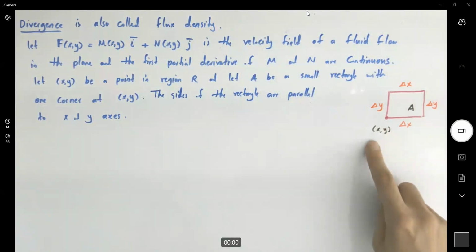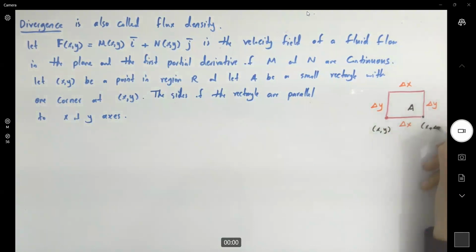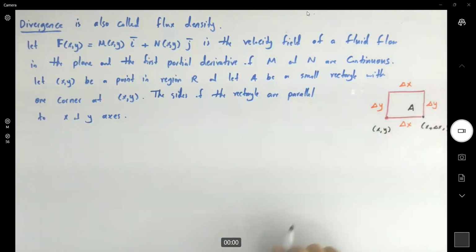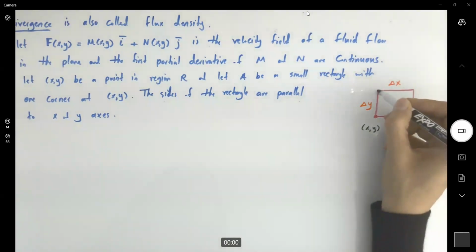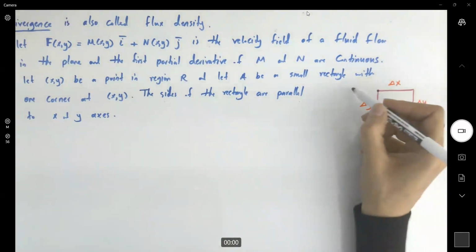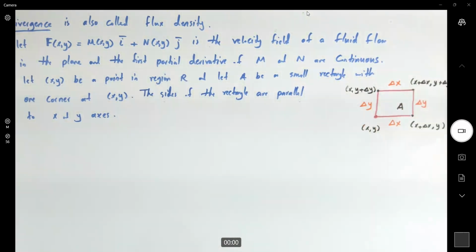So this point is x and y. On the right-hand side, you're going to get x plus delta x and y. The next point is going to be x and y plus delta y. And then finally, we have x plus delta x and y plus delta y.